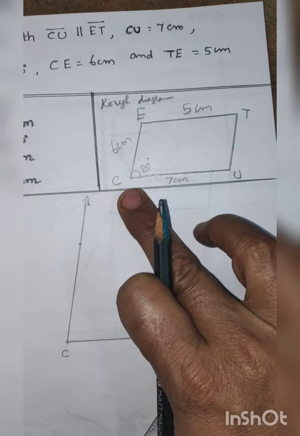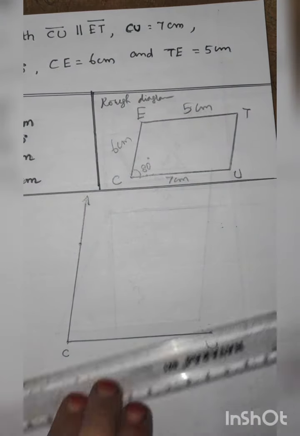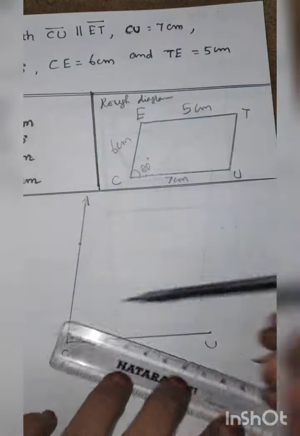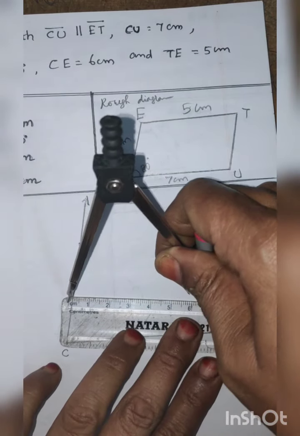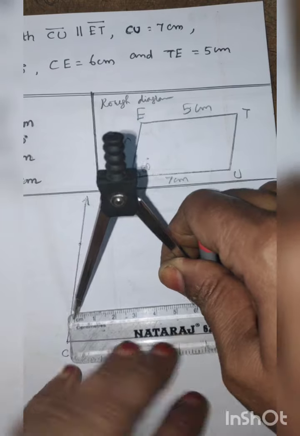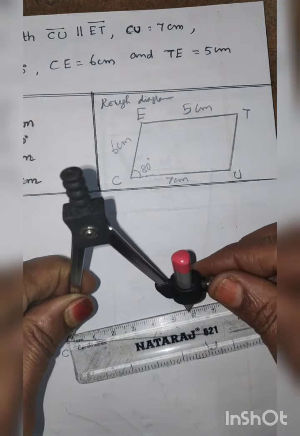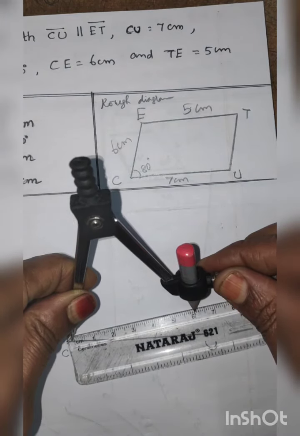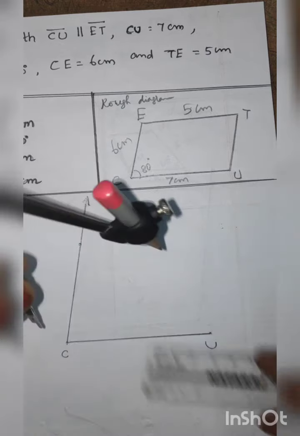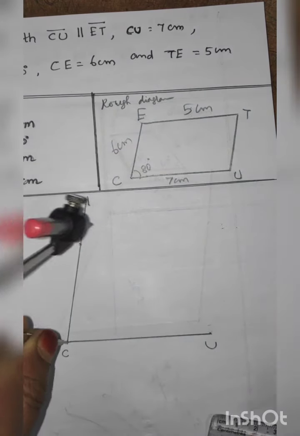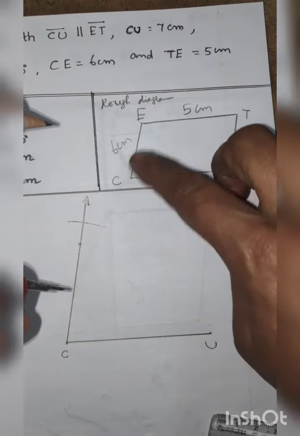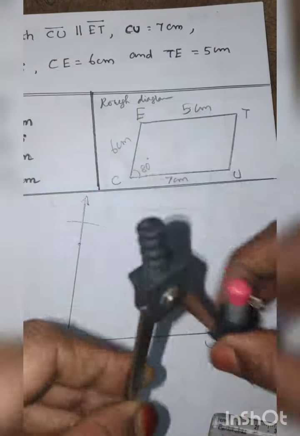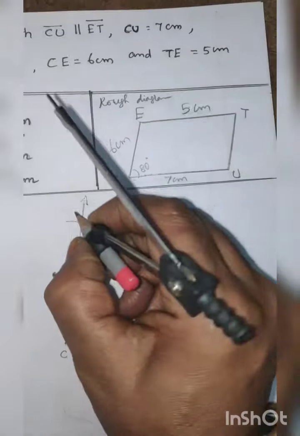Next work: on the same side, what centimeter is given? 6 centimeter is given. So measure it with the scale and compass. Take 6 centimeter in the compass, and from the C point cut the arc. Why on this side? Because in the rough diagram it is written here. This is 6 centimeter.